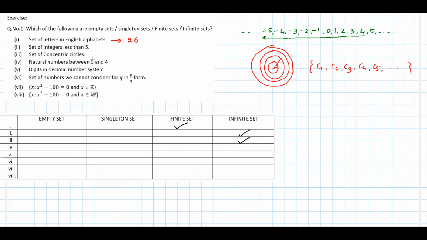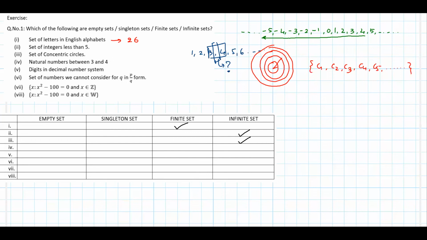All right. Next, the fourth one. Natural numbers between 3 and 4. So the natural numbers are 1, 2, 3, 4, 5, 6, and so on. Now, between 3 and 4, how many natural numbers are there? There are no natural numbers in between 3 and 4, right? There will be rational numbers between them, the fractional form numbers. And there can be an irrational number, but there are no natural numbers between 3 and 4. So there are no elements.